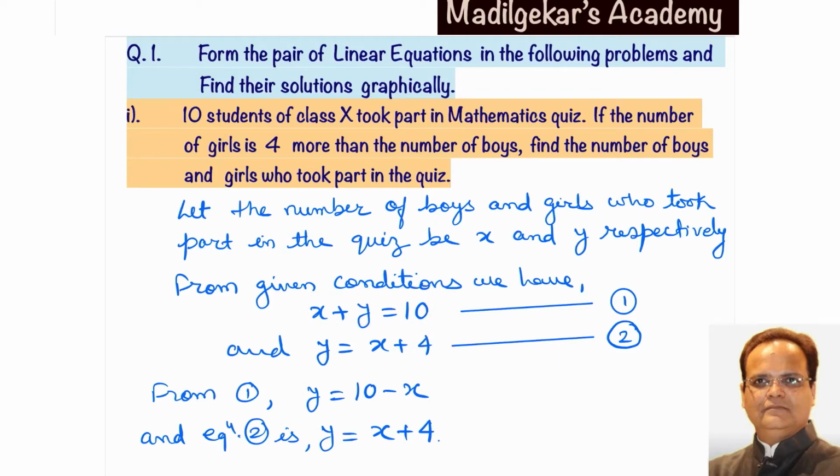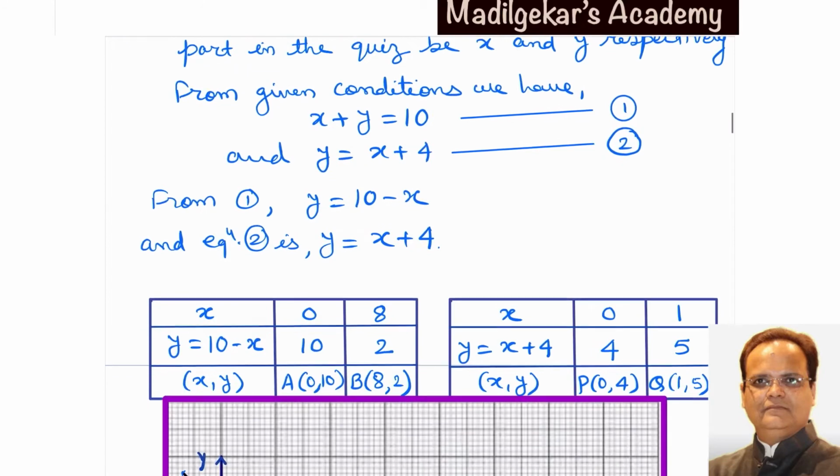Read the second condition. If the number of girls is 4 more than the number of boys, 4 more means we have to add 4 to the number of boys. So number of girls, y, equals number of boys plus 4. So the second equation is y equals x plus 4. From equation 1, what is the value of y? It is 10 minus x. Second equation, it is already y equals x plus 4. Let us find points.